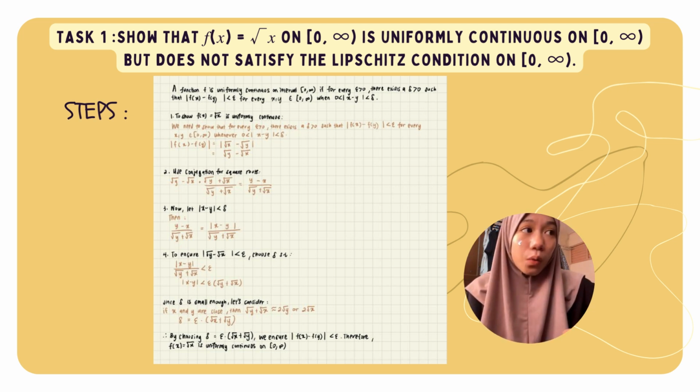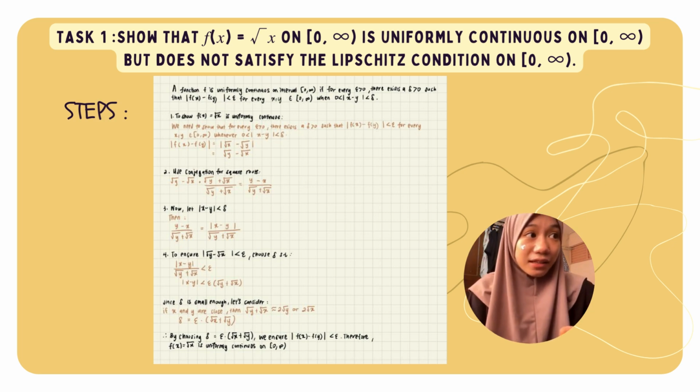So square root y minus square root x, we multiply with square root y plus square root x divided by square root y plus square root x. Then we get the answer is y minus x divided by square root y plus square root x. And third step, we need to let modulus x minus y be less than delta.